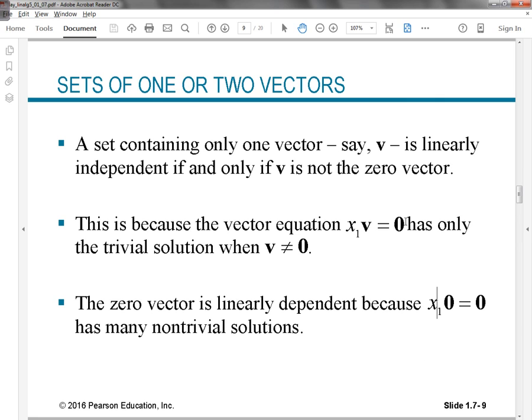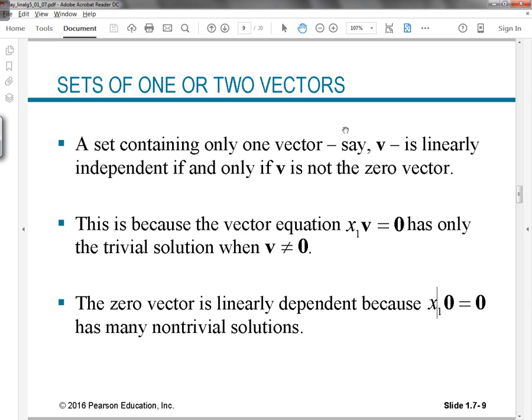Okay, and then let's check out these 3 bullets, which say something about some properties of linear independence or dependence. A set containing only one vector. So our set is composed of only one vector, and we can still think about the case of linear dependence or independence.